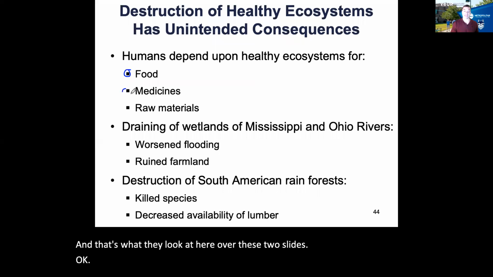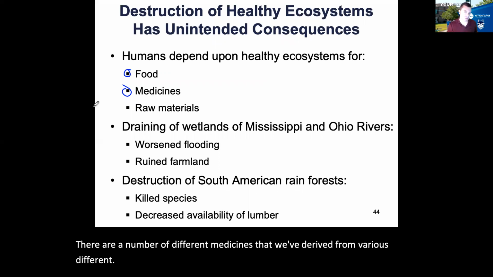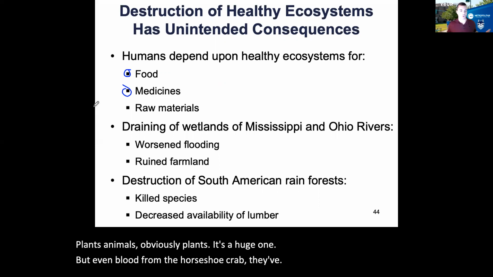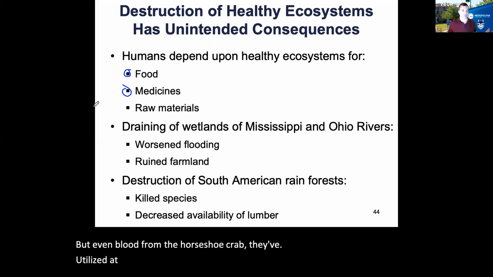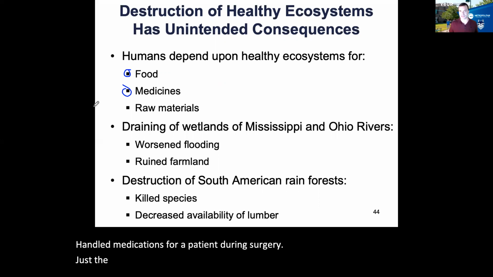Food, medicines. There are a number of different medicines that we've derived from various plants and animals, okay? Obviously plants are a huge one. But even blood from the horseshoe crab, they've utilized for different ways to handle medications for a patient during surgery. Okay, just the raw material loss.